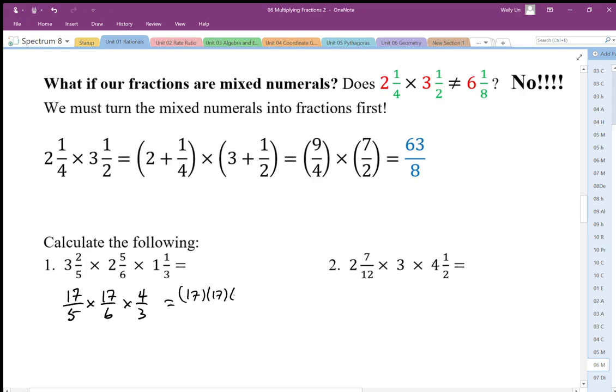17 times 17, 2 times 2. Okay, that's going to be 5 times 3 times 2 times, and the extra 3. One of these 2's cancel out. So 17 times 17 is 289. Double that's going to be 578.